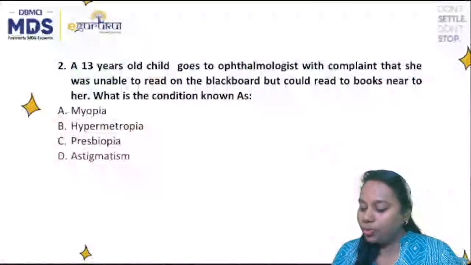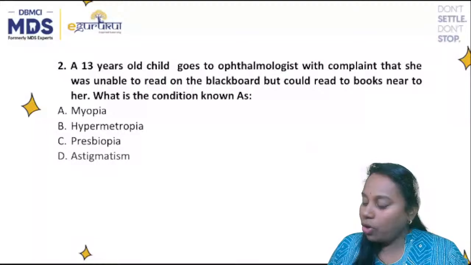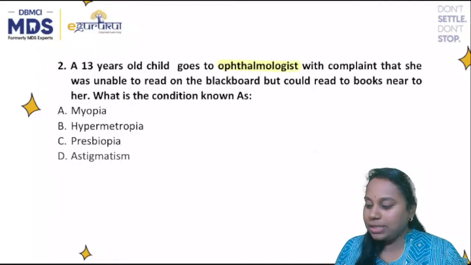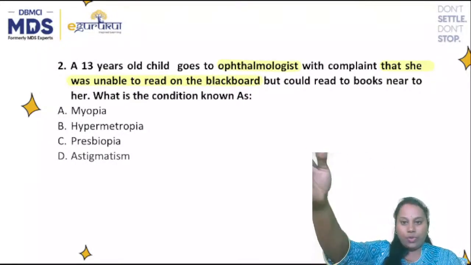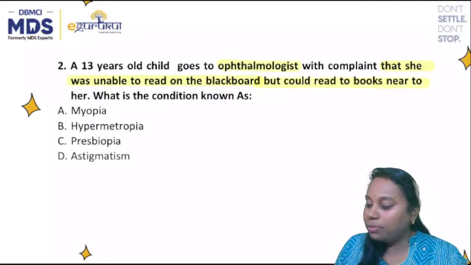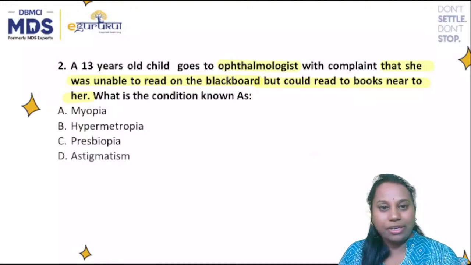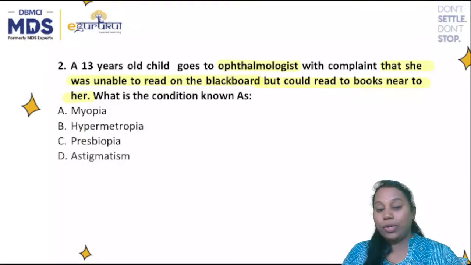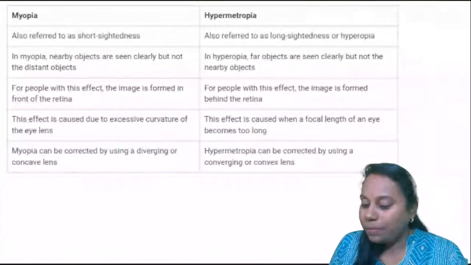Over to question number 2. A 13-year-old child goes to the ophthalmologist with complaints that she is unable to read the blackboard. The blackboard is far apart, and she is not able to read that, but could read books near to her. If you keep a book close, she is able to read, but she is not able to read the board. What is this defect called? Unable to read far objects but able to read near ones.